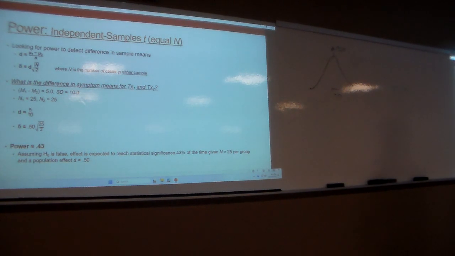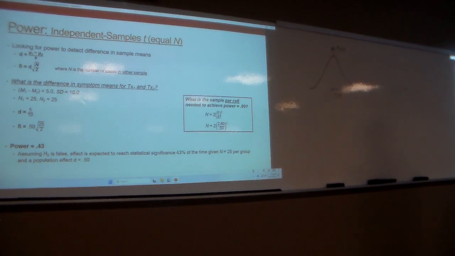So again, these are bad Vegas odds. These are games that you should not play, because you're going to lose more often than you win, okay? This isn't even a coin flip, right? So if you want to test this with my sample of 25 in each group, or a total sample of 50, I've got less than a coin flip's chance of identifying this effect, even though the effect is real, okay? And it's an effect at a medium size, right? Like, it's about a half standard deviation difference. And so this may not be trivial, right? But I'm not going to find it with the sample that I have very often.